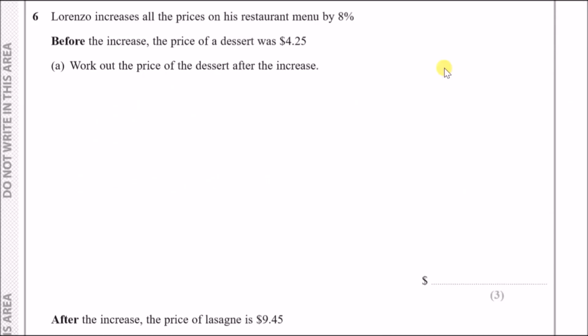Alright, number 6. So Lorenzo increases all the prices on his restaurant menu by 8%. So let's keep that in mind. Before the increase, so the original value, the price of a dessert was $4.25. Work out the price for dessert after the increase. In other words, work out the new value. Now, for every percentage question, there's always a super easy formula I've been using. And if you guys have been following my videos, you've seen it before. It's the OV-NV formula, which is the original value times some multipliers, so 1 plus minus a rate, will give us a new value. Okay?